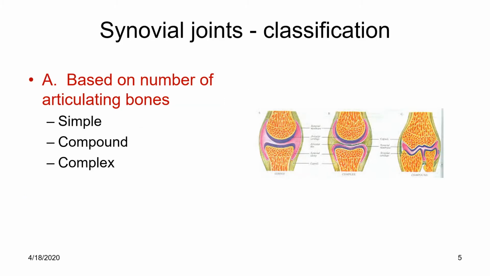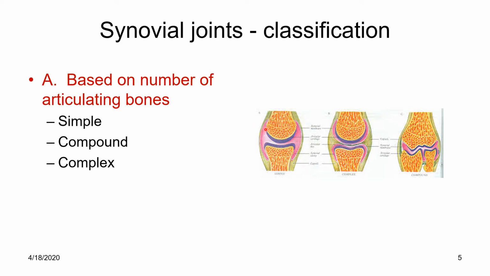Now let us see the classification of the synovial joints based on number of articulating bones. So, based on the number of bones that are articulating, it is divided into simple, compound and complex. Simple joint is one where only two bones are articulating, and in the case of compound joints, more than two bones will be articulating. In the case of a complex joint, the joint cavity is divided by means of an articular disc.